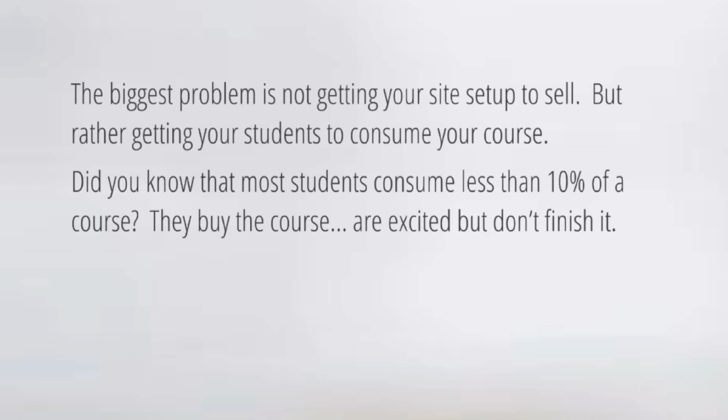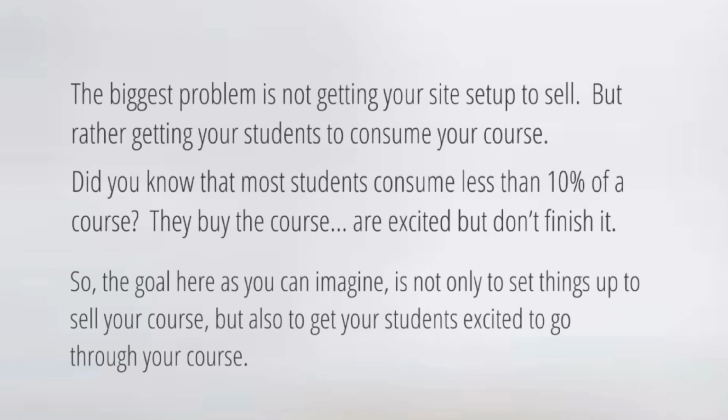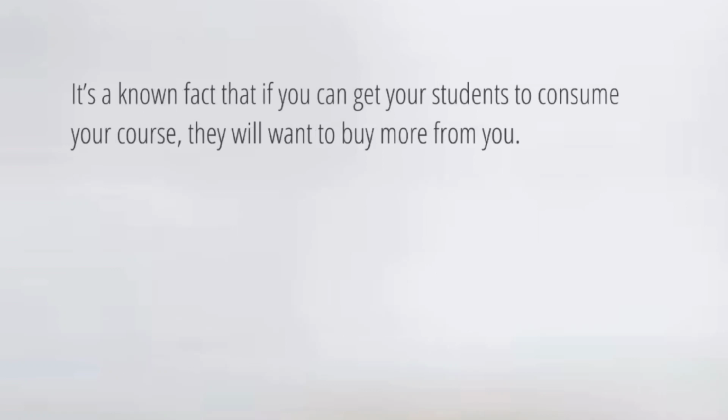What happens is they buy a course, they're excited about it, but they just don't finish it. So you might have people finishing your course, but let's say out of 100 or even out of 1,000 people, that number actually becomes very, very small. And there's a big reason for that, which we'll touch base on in just a second. So the goal here, as you can imagine, is not only to set up your online course onto your WordPress site and set it up so that you can start selling it, but also to get your students excited to go through your course. And here's why.